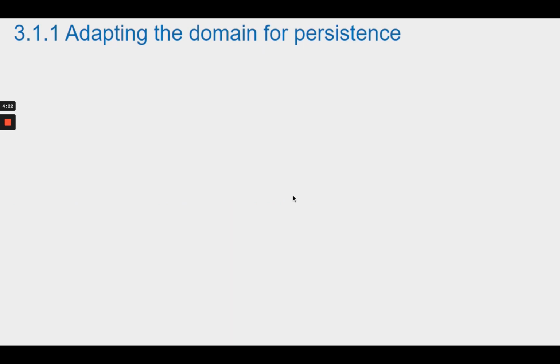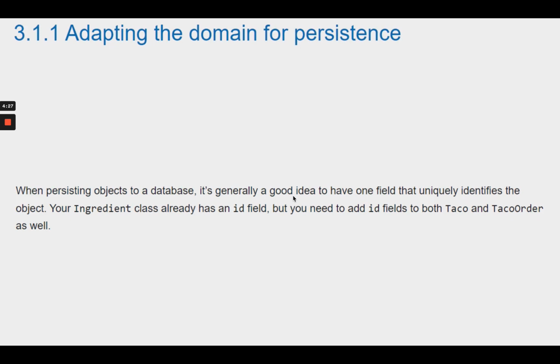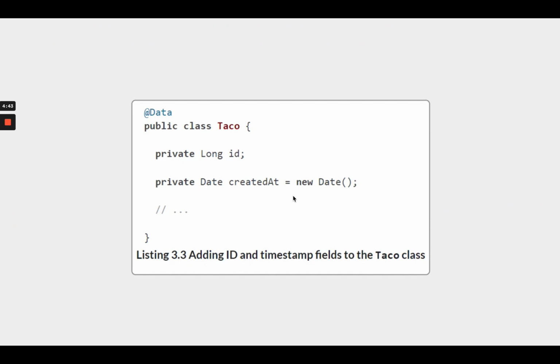Section 3.1.1, Adapting the domain for persistence. When persisting objects to a database, it's generally a good idea to have one field that uniquely identifies the object. Your Ingredient class already has an id field, but you need to add id fields to both Taco and TacoOrder as well. Moreover, it might be useful to know when a taco is created and when a taco order is placed. You'll also need to add a field to each object to capture the date and time that the objects are saved. The following listing shows the new id and createdAt fields needed in the Taco class.